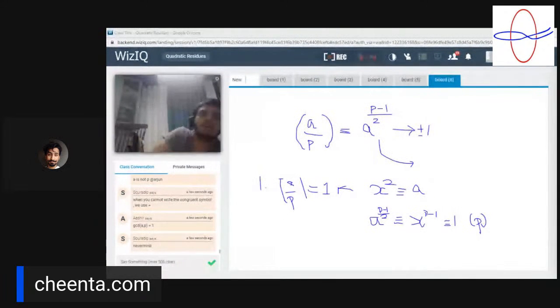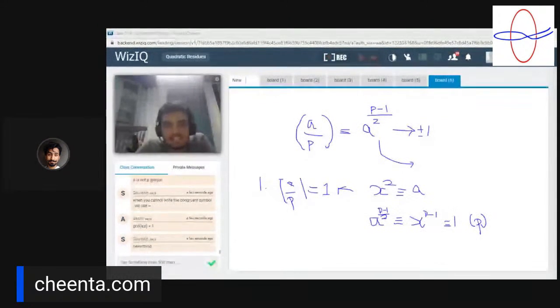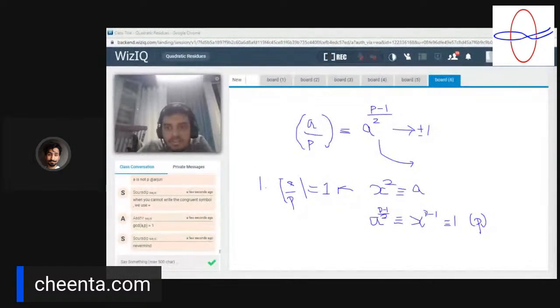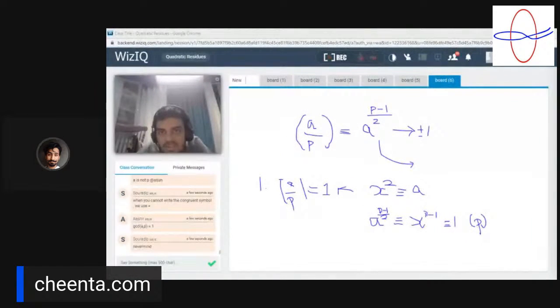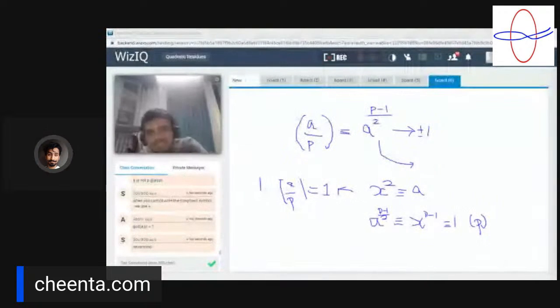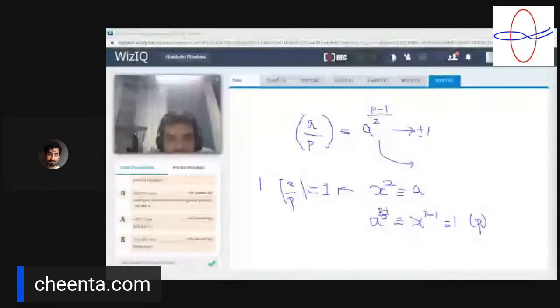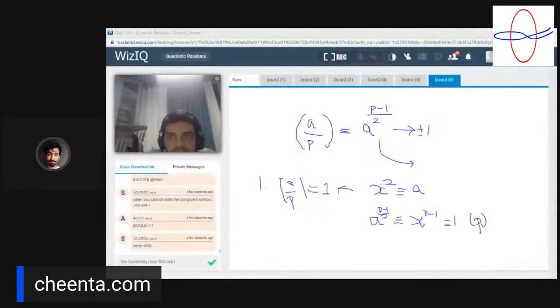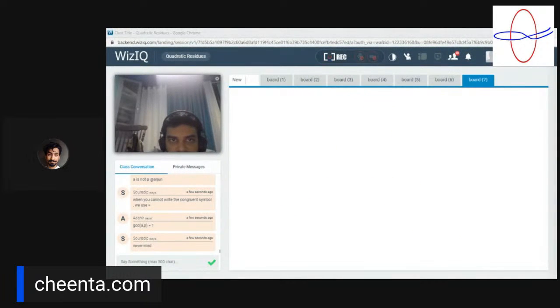So in this subcase where A is a quadratic residue, it is easy to see that the value of A raised to (p minus 1)/2 is also equal to plus 1. Let's see what happens when (A/p) is minus 1. That is, A is not a quadratic residue.